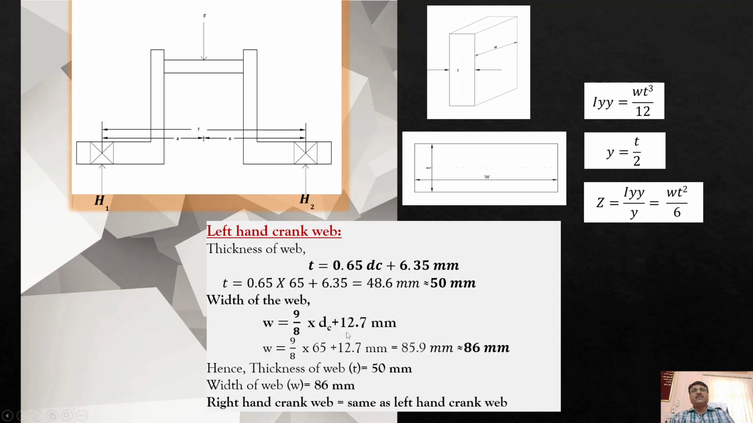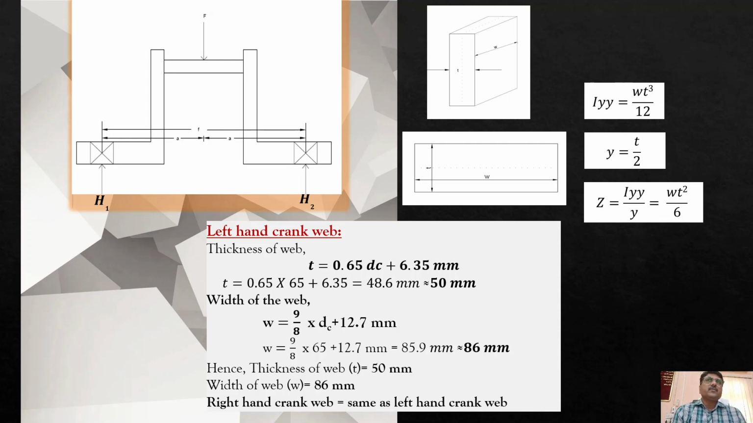The width of crank web is given by 9 by 8 into Dc plus 12.7 millimeter. Substituting value of Dc, width is 85.9 millimeter, say 86 millimeter. So thickness and width of the left hand crank web are 50 millimeter and 86 millimeter respectively. Left hand and right hand crank webs are the same, so dimensions of right hand crank web will be the same as the left hand crank web.